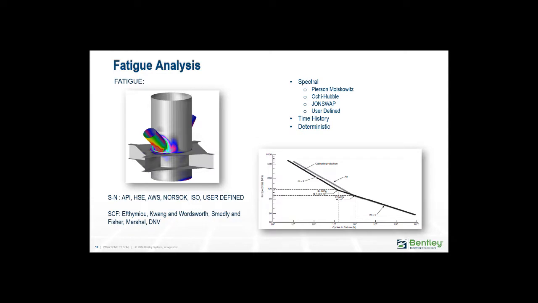The SACS fatigue module can conduct spectral, time history, and deterministic fatigue. For the spectral fatigue, we have the various spectra, including the Pearson-Moskowitz, Ochi-Hubble, JONSWAP, and a user-defined spectra as well. The SN capabilities are already programmed in using API, HSE, AWS, NORSOK, ISO, and user-defined SN curves. The SCF options include FMU, Wordsworth, Smedley & Fisher, Marshall, and DNV.